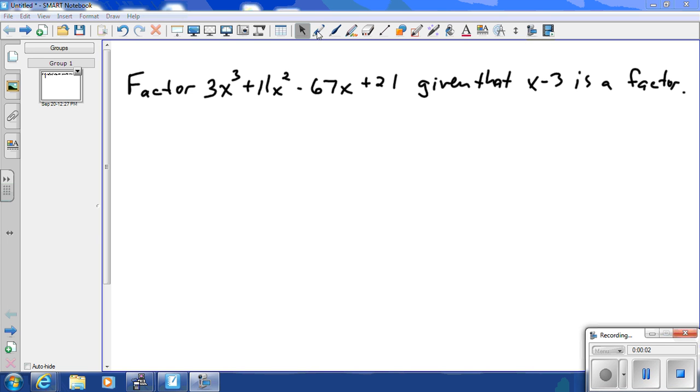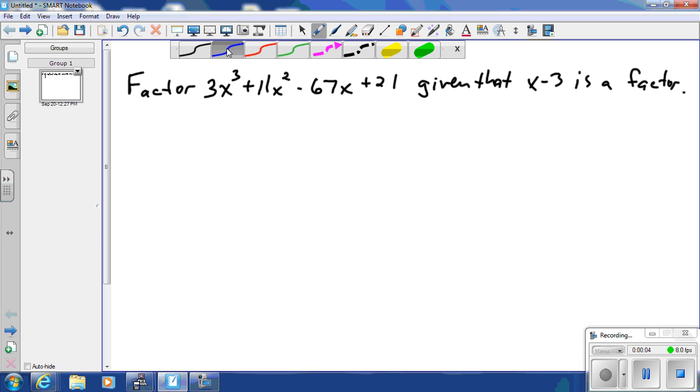Okay, one of the review problems here that I didn't get a chance to go over with you guys in class is to factor a polynomial like this when you're given a factor. Well, being that I know that x minus 3 is a factor, I'm going to take advantage of this and use synthetic division to divide 3 into this function.